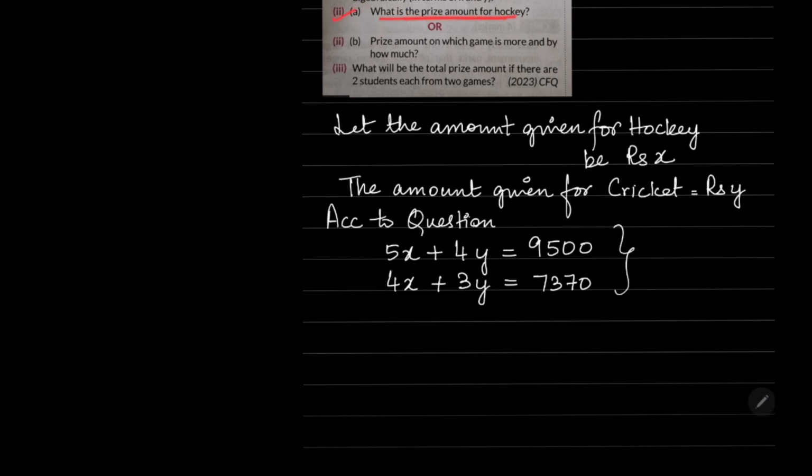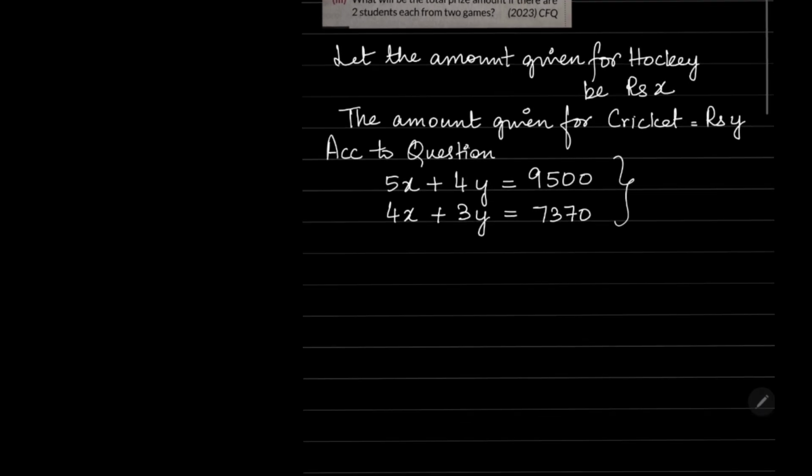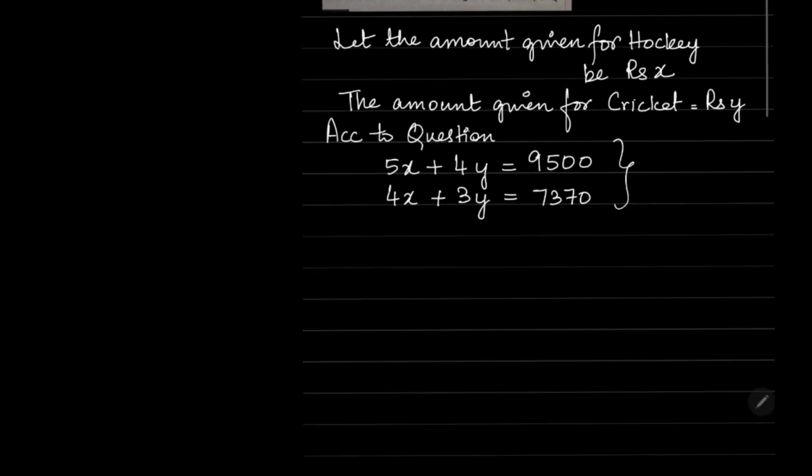The second one, part A. What is the prize amount for hockey? It is X, so we have to solve for X. Let us solve for x. What is the first thing that you will do? Let's go with either the substitution or the elimination method. Let's go with the elimination method.